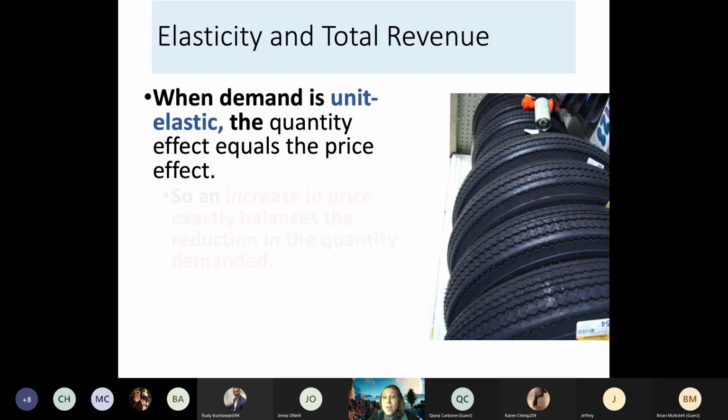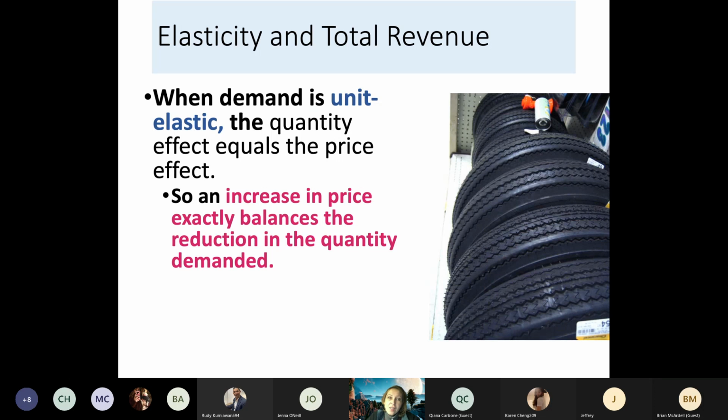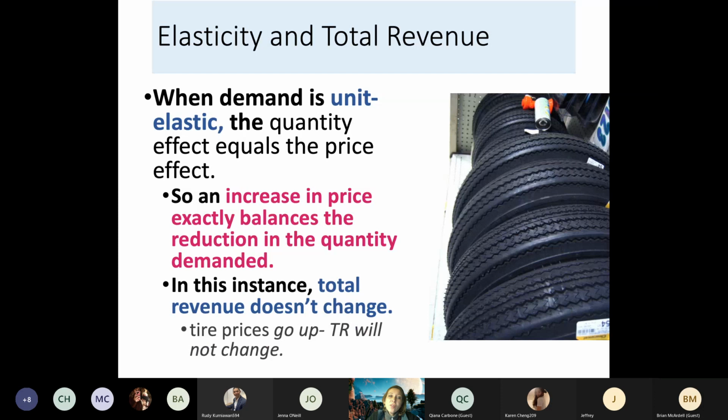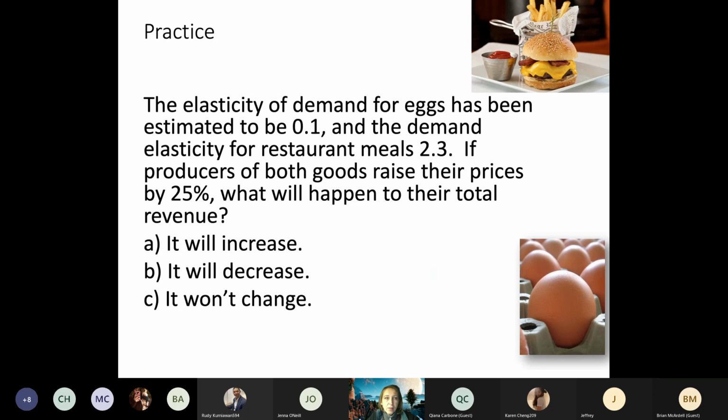This is an example of unit elastic demand. So that's the market for tires. Demand is unit elastic, the quantity effect equals the price effect. So the increase in price exactly balances the reduction in the quantity demanded. So really, you're not being enticed by a price decrease: a 10% decrease in the price of tires is likely to increase quantity demanded by only 10% or so. So that's been noticed about the tires market.